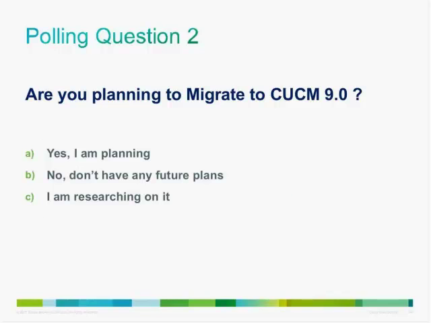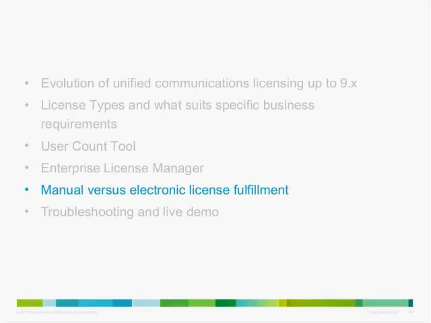Let's move on to the next part of our presentation. This is also a major area where we have received a lot of questions and a lot of concerns. So this is the manual versus the electronic license fulfillment. Initially we are going to cover the aspect of manual license because with CUCM 9.0 we only have manual license fulfillment available. Electronic license fulfillment is going to come over in CUCM 9.1.